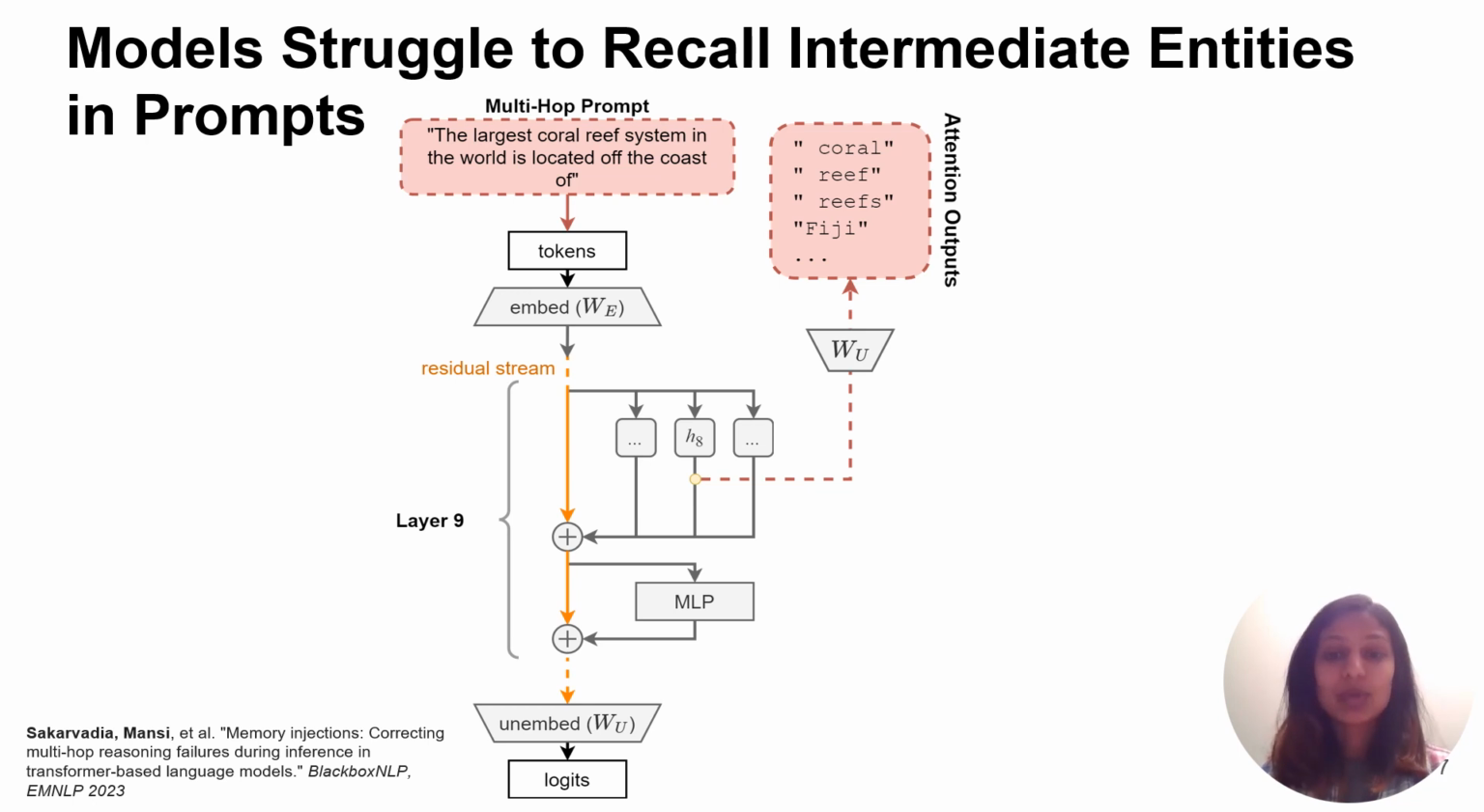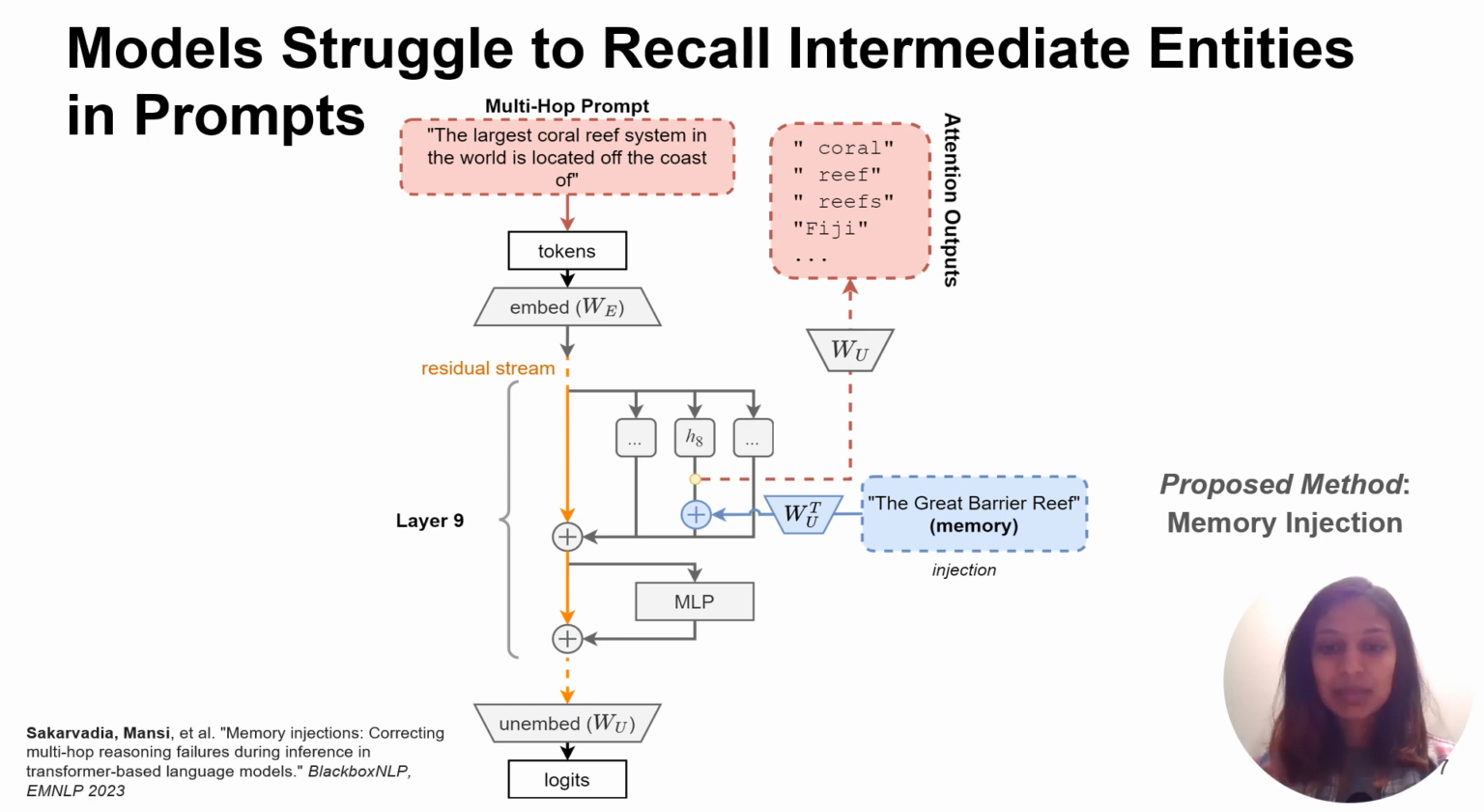On this slide, we posit a hypothesis to our prior question. We hypothesize that models struggle on multi-hop prompts because they are failing to recall intermediate entities in those prompts. Take, for example, the multi-hop prompt, "the largest coral reef system in the world is located off the coast of." What our hypothesis would mean in this specific case is that the model is failing to recall what the name of the largest coral reef system is during inference, and therefore is contributing to the incorrect prediction.